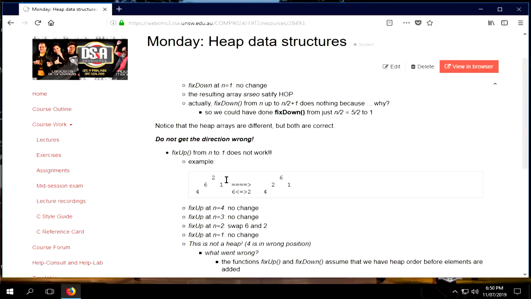At n equals 3, which is the 1, it looks at its parent, 2, fine. And n equals 2, which is the 6, it sees my parent is 2, it's wrong, I have to swap with 2. So 6 and 2 swap. And then at n equals 1, it has 6, it has no parent, therefore it thinks it's finished. So there's my heap. And that's not a heap. Okay? The 4 is wrong.